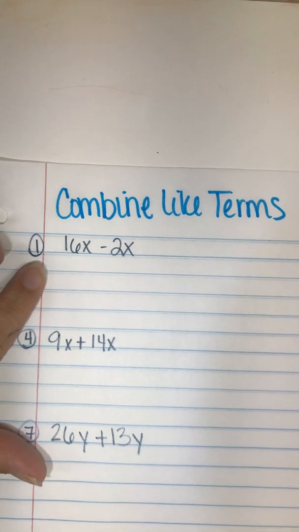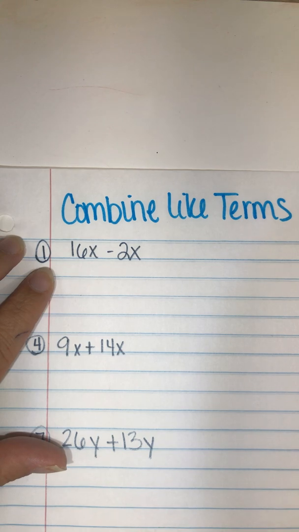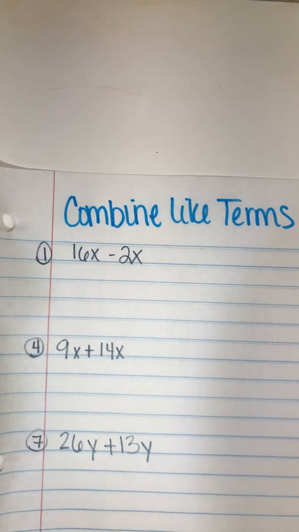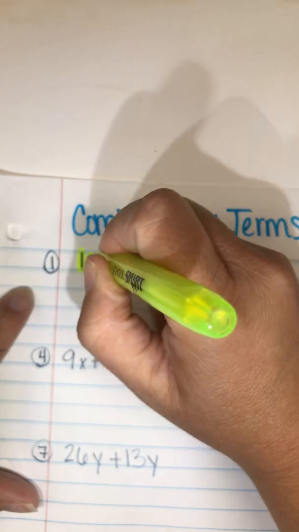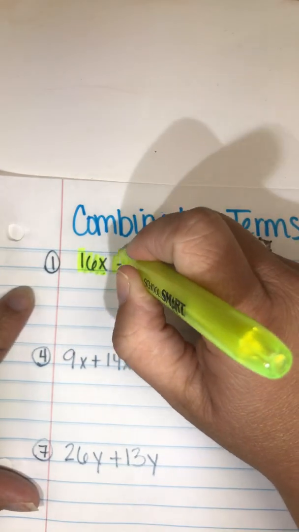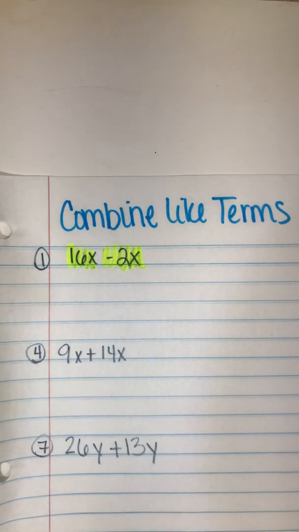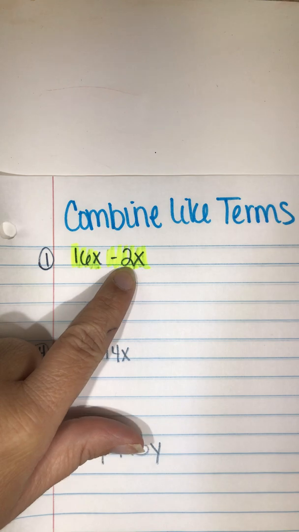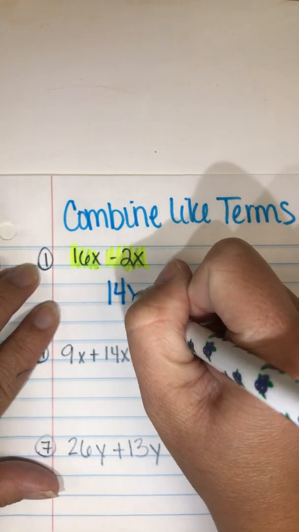In example number 1 here, it comes off of your worksheet that you're going to do in just a few minutes. But it says 16x minus 2x. First, you need to identify your like terms. Like terms have the exact same variable parts. So my like terms are 16x and negative 2x. And in order to combine them, all you do is exactly what it says. It says 16x minus 2x. So my answer for this one would be 14x.